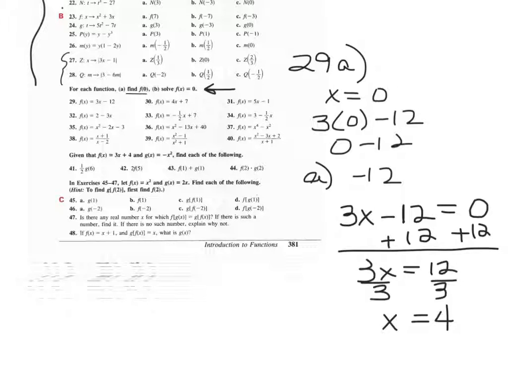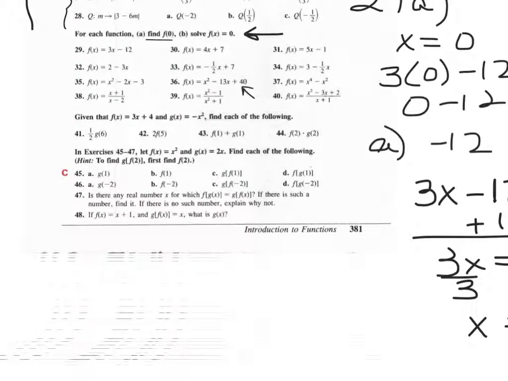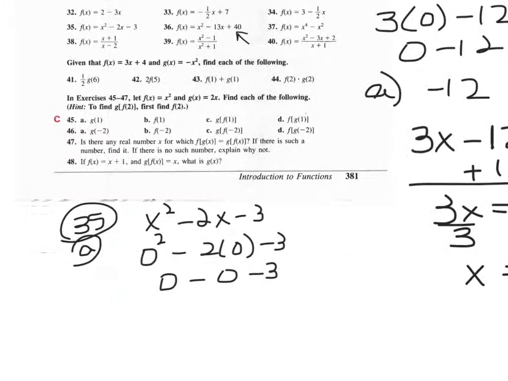On any of the questions where it's got an x squared or an x cubed, like for this one, when I set this one equal to 0, I'm going to have to factor it. So let me show you number 35. So if I do the first part, I take x squared minus 2x minus 3. Plugging in the 0 for the part A is easy. You just put zeros, follow order of operations, and you would get 0 minus 3. In part A, the answer is going to be negative 3.